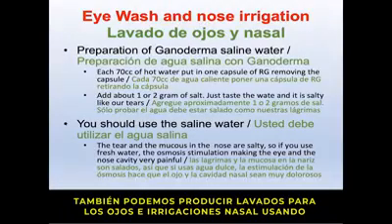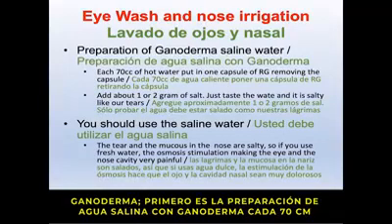Then Gano oil and RG toothpaste are for dry skin, and also the eye wash and the nose irrigation. We can also produce this eye wash and nose drainage using Ganoderma.